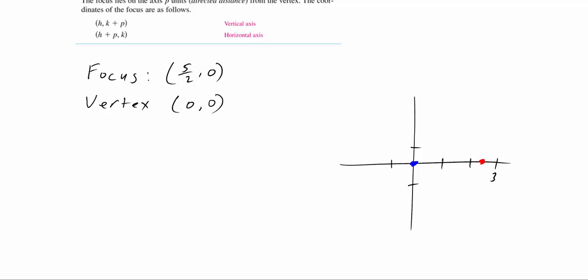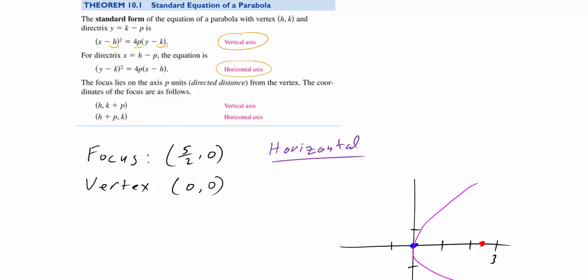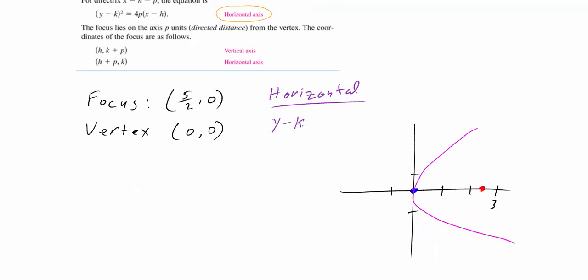And because we know the focus is here, we can determine that the parabola is going to open this direction, because the focus is on the inside of the parabola. And we also know that it's going to have a horizontal axis. So if we're looking at this being horizontal, then from above we know that the horizontal form is y minus k squared equals 4 times p times x minus h. So if we substitute into our formula, we have the vertex here, which is h and k.